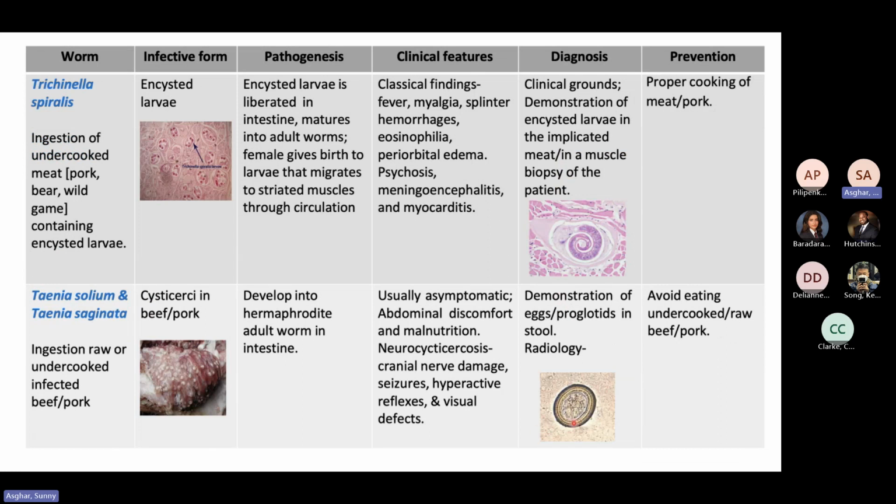So again, know the pictures, because I do remember we had this one picture right here. They just gave this picture, and you had to know it's Taenia spiralis, and then this picture as well, you had to know that's Taenia solium. And then also avoid eating undercooked or raw beef, pork, whatever. Make sure that it's properly cooked.